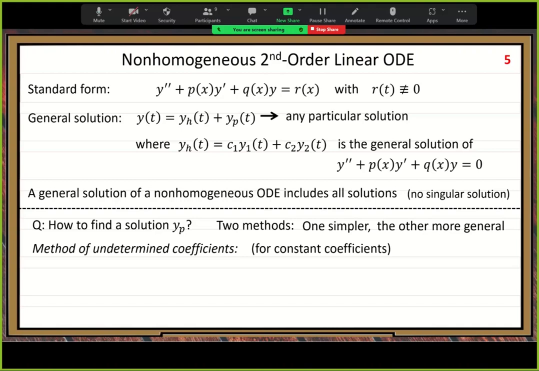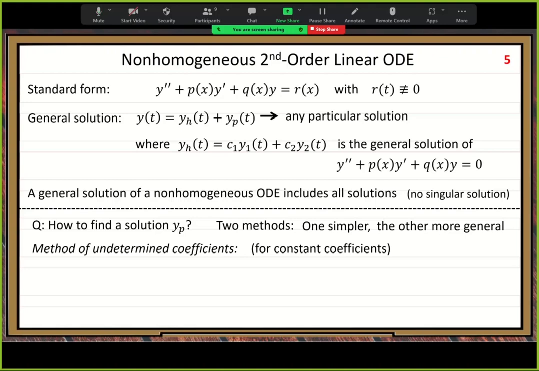But this method can only be used for constant coefficients, constant P, constant Q. If it's not constant, it does not work. So that's why it's very restrictive. But for constant, like that mass spring system, we can work on that. That's constant. So many engineering problems, we just need constant coefficients.